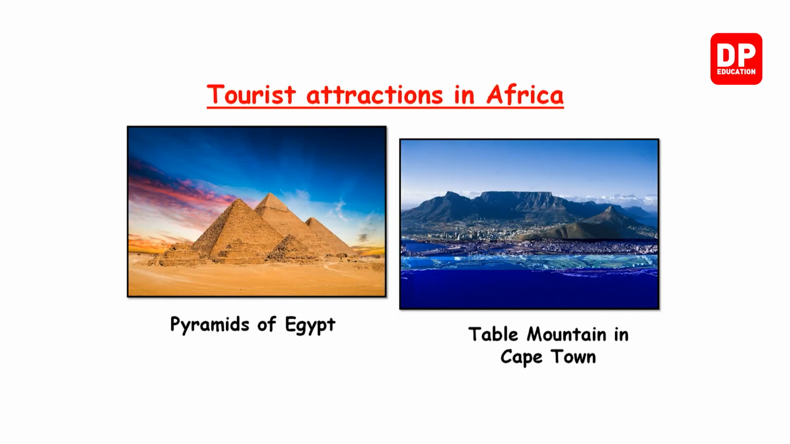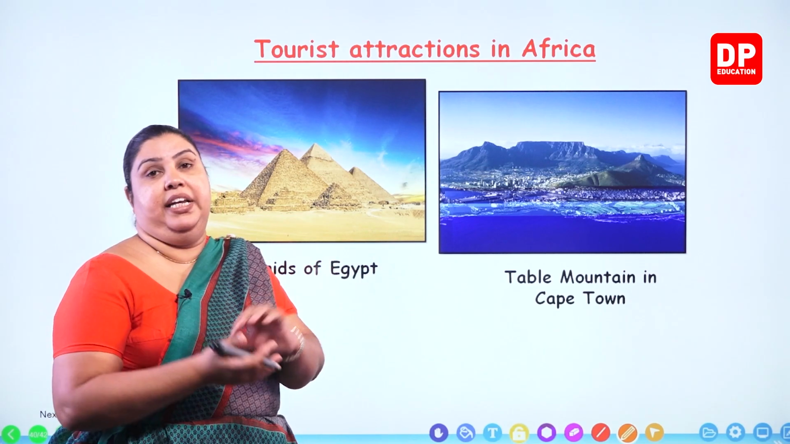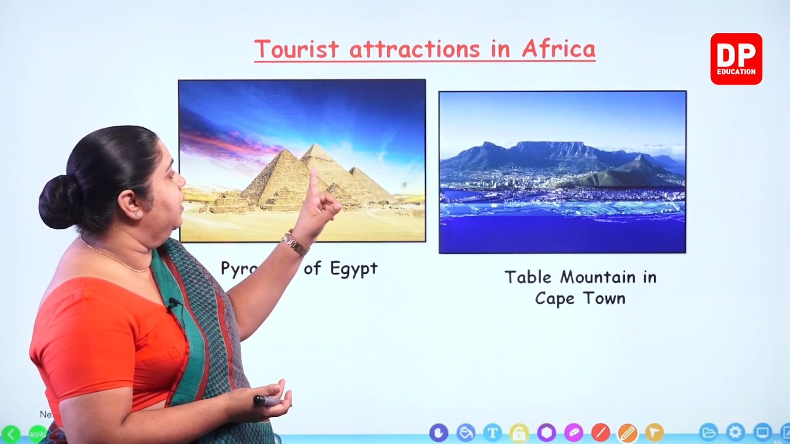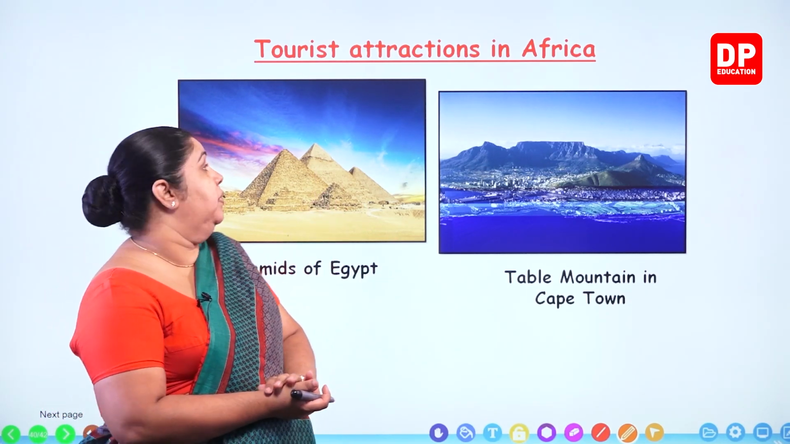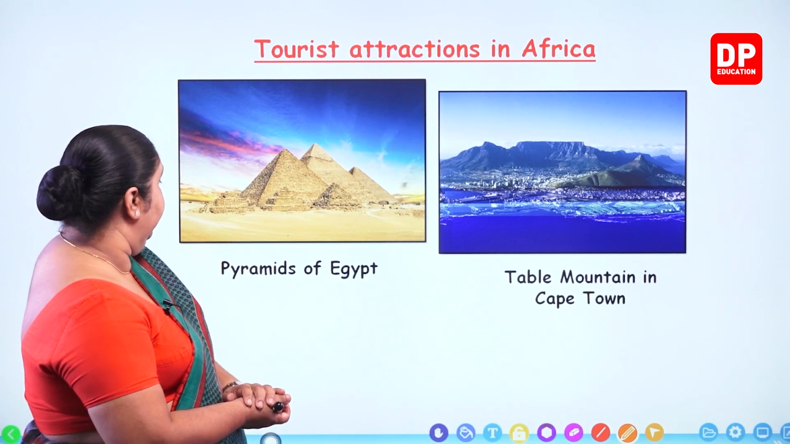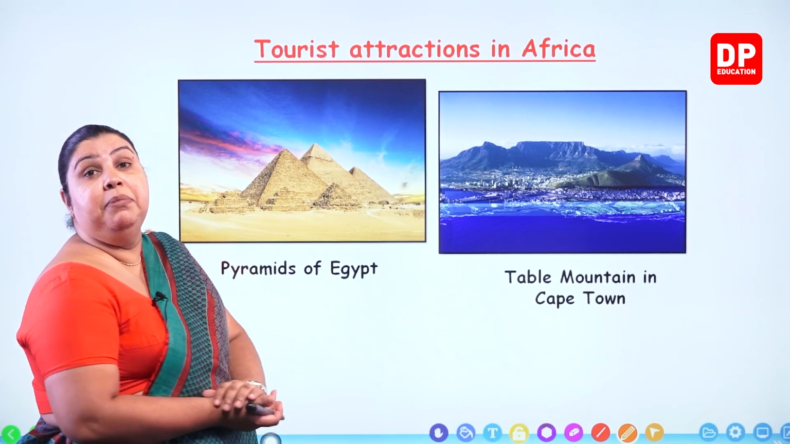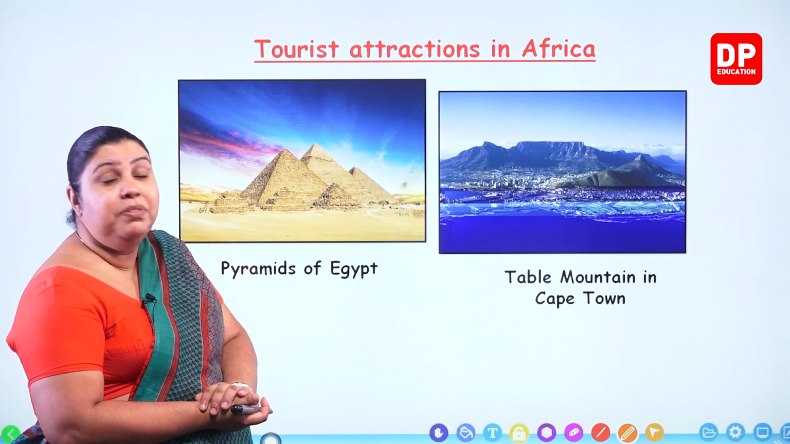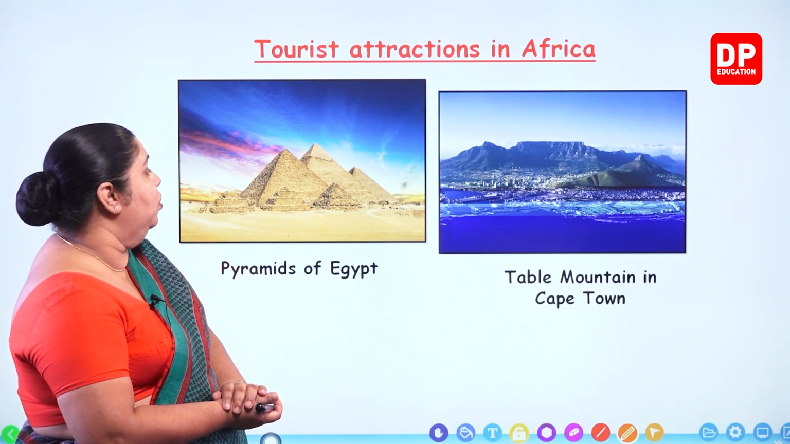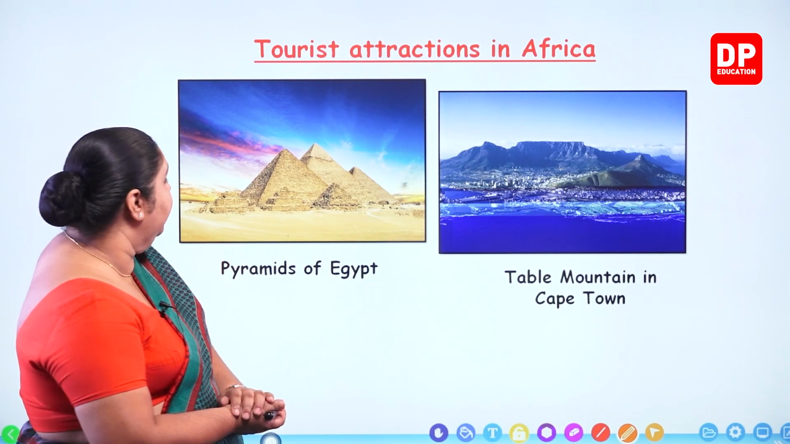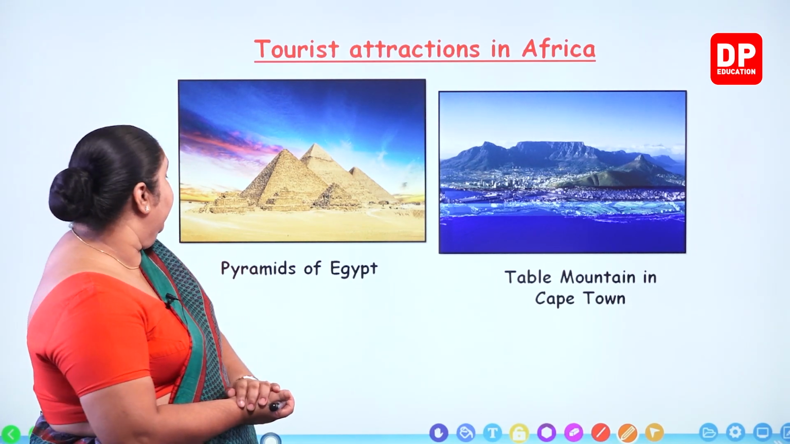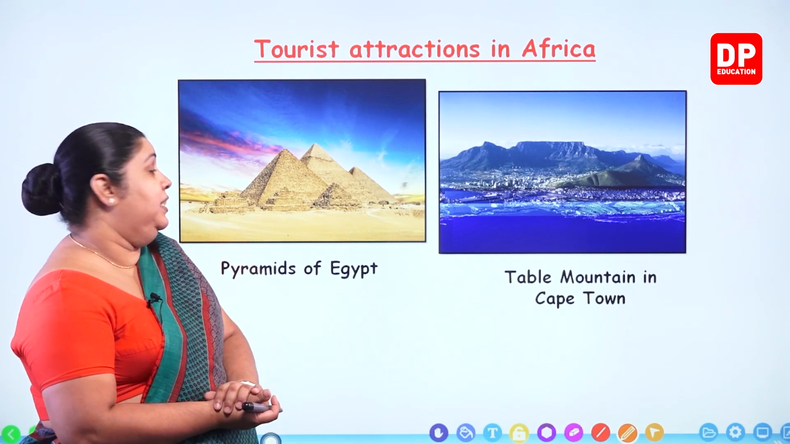Then what are the tourist attractions in Africa? Pyramids of Egypt. So if we go to the African continent, we can go to Egypt and we can have a look at all the pyramids here.